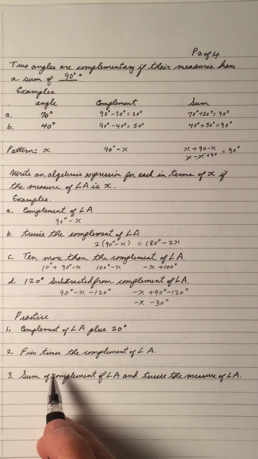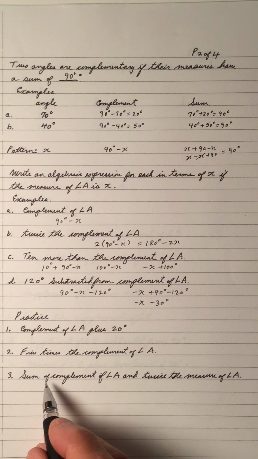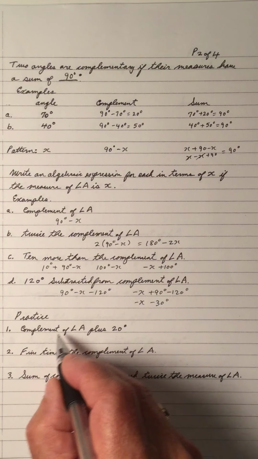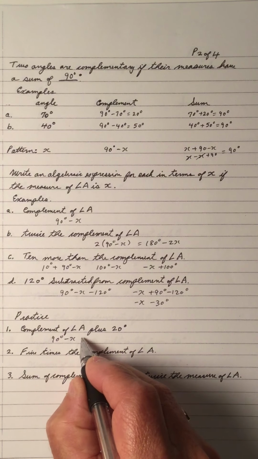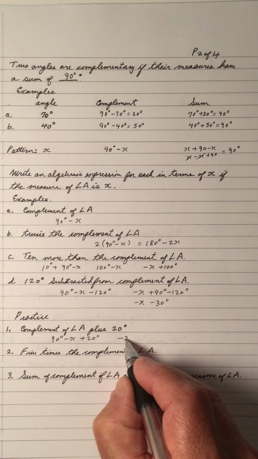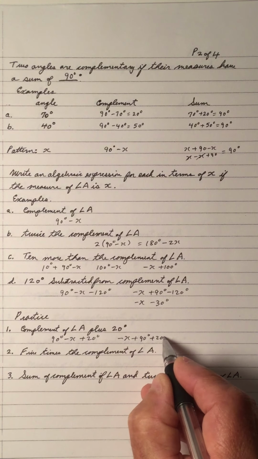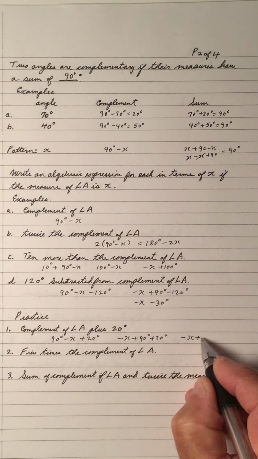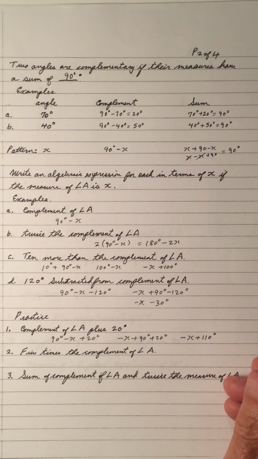Practice means pause the video and work these out, and then press play to see if you're okay. The complement of A plus 20. A is x, so the complement of A is 90 minus x, plus 20. The x goes first, so it's negative x plus 90 degrees plus 20 degrees. So the final answer in simplified form is negative x plus 110.